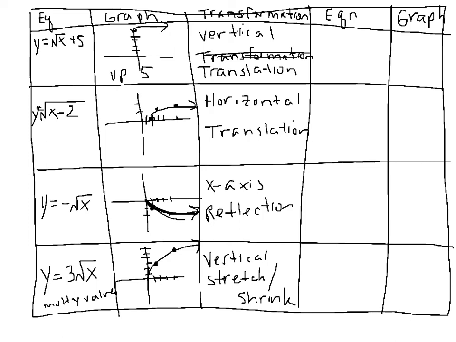So, just like we've looked at before, outside the square root moves it up or down. Plus moves up, minus moves down. Inside the radical, inside the square root, it moves left and right, opposite. So a minus is going to go to the right, a plus is going to go to the left. A negative out front is going to reflect over the x-axis. A number out front, if it's bigger than 1, is going to vertically stretch it. If it's between 0 and 1, so if you have a half or a third, it's going to vertically shrink it, so your graph is going to get shorter. We're going to work on the second half of our table in class tomorrow, so just leave that blank and we'll fill it in tomorrow during class.